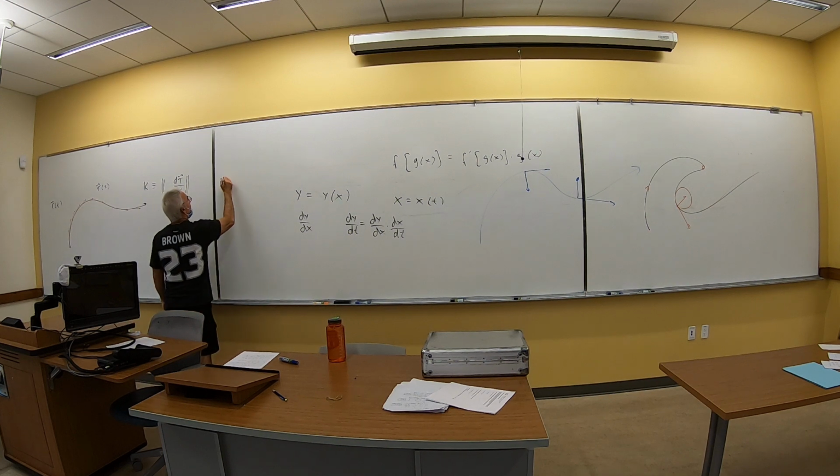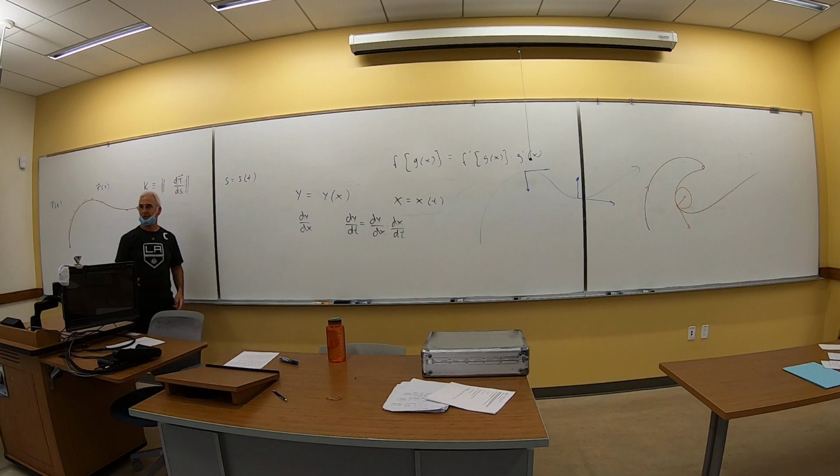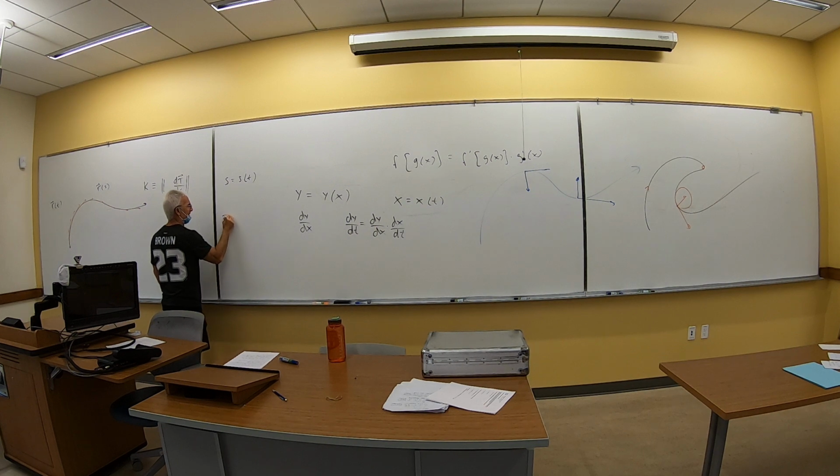So what I'm saying is, I know s is actually a function of t. Right? That's the arc length parameter. But s is a function of t. So T of s, not exactly, because s is a function of t. It's really T of s of t, isn't it?